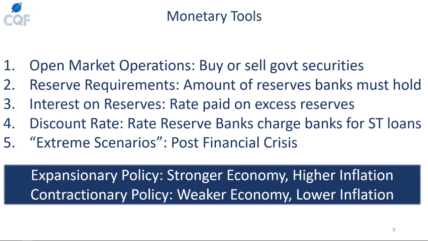The discount rate is the rate that the Fed charges banks. The Fed is the lender of last resort. If this discount rate is very low, this gives the banks incentive to borrow from the Fed and then loan that money out at a higher rate to the public. That would be expansionary, low discount rates. And then there are extreme scenarios like quantitative easing, everything that's happened post-financial crisis, which I'll get into in a little bit.